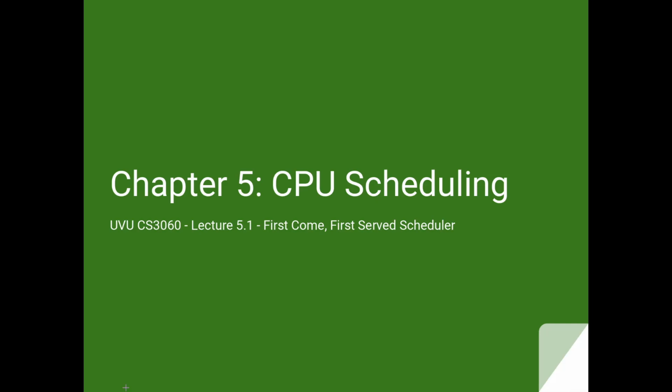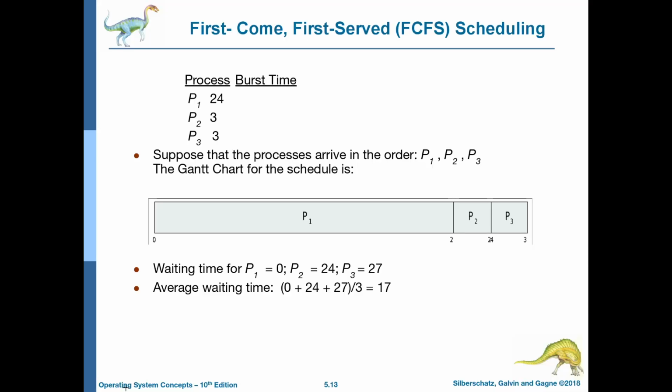Welcome to UVU CS3060 Lecture 5.1, where we discuss the first come, first served scheduler. Now, we're going to use a diagram to help us understand how schedulers work. This diagram is called a Gantt chart.